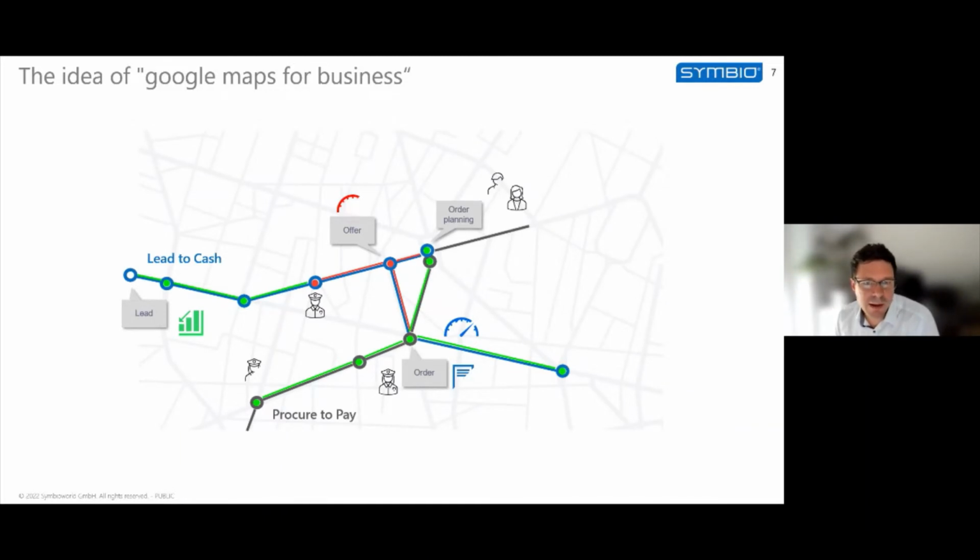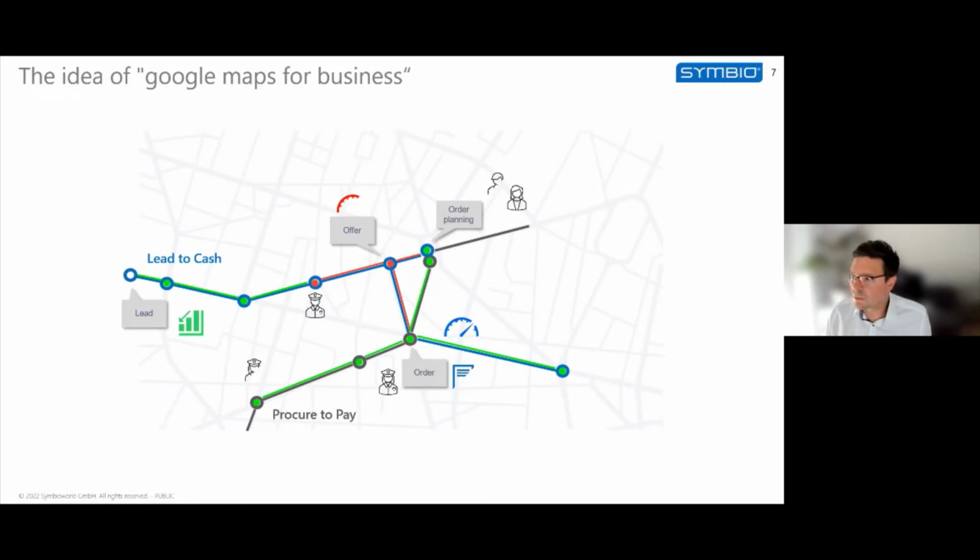Let us now explain how we will combine both solutions in the end. Once again, we already explained our idea of the business map, or the Google Maps for business. In Symbio, you have all the map data, and together with process mining, we can give you the best path through your company. That is the idea behind our two technologies.